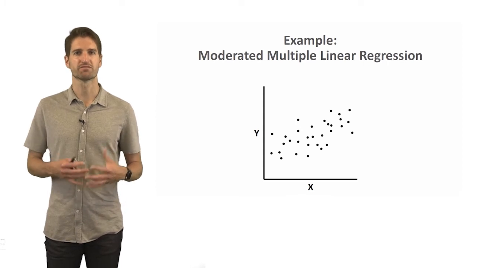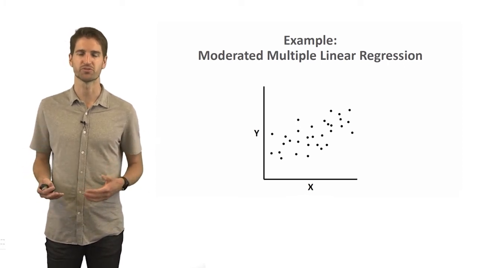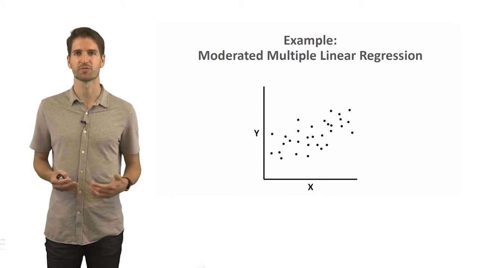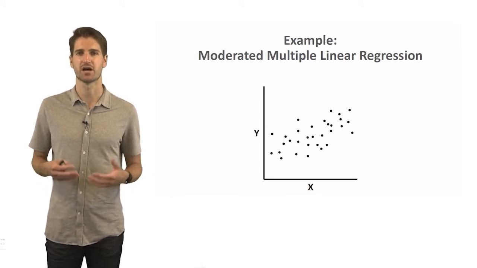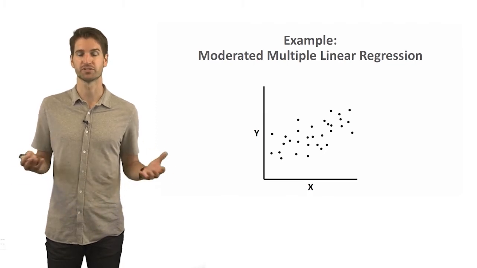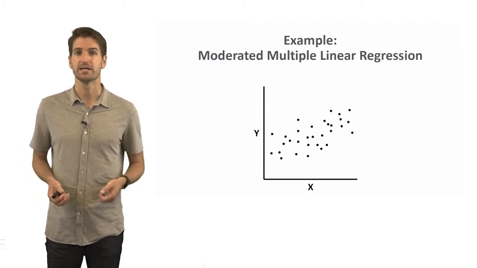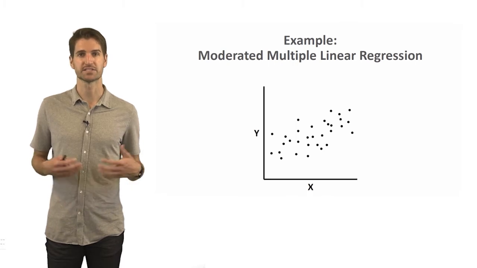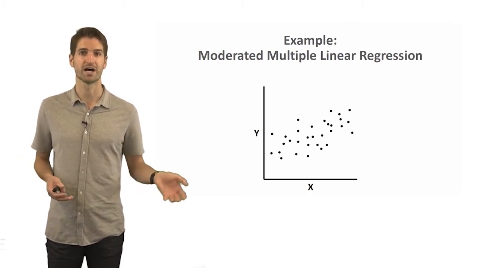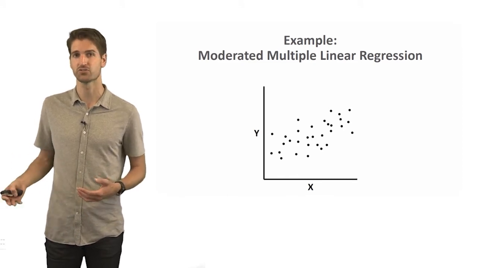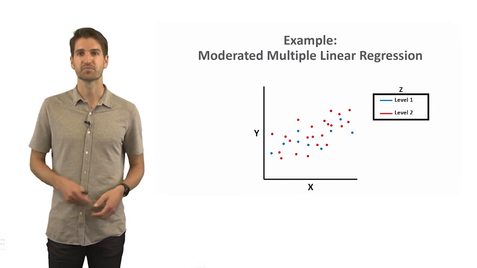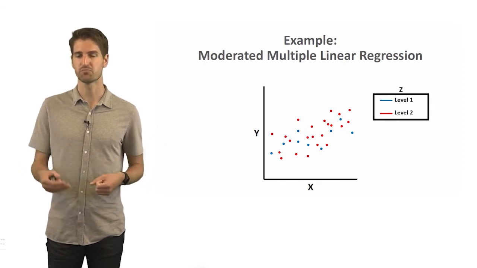So let's imagine we have variable x, which is our predictor variable, and we have variable y, which is our outcome variable. And here we see a scatter plot. We can see that there generally is this upward trend here. And so we might conclude, based on a simple linear regression between x and y, that in fact there is a statistically significant and positive relationship between x and y, such that as x values increase, y values also tend to increase.